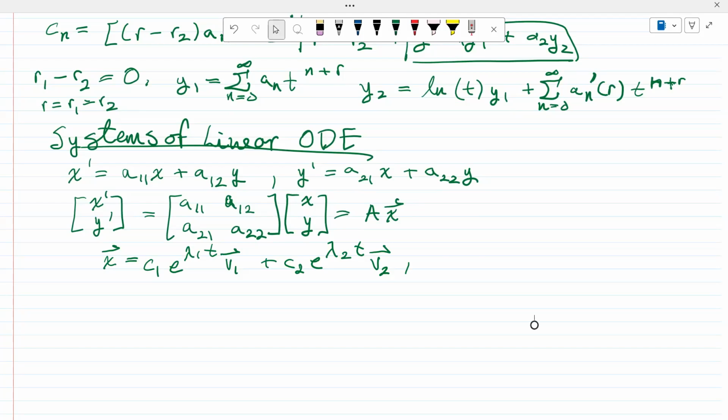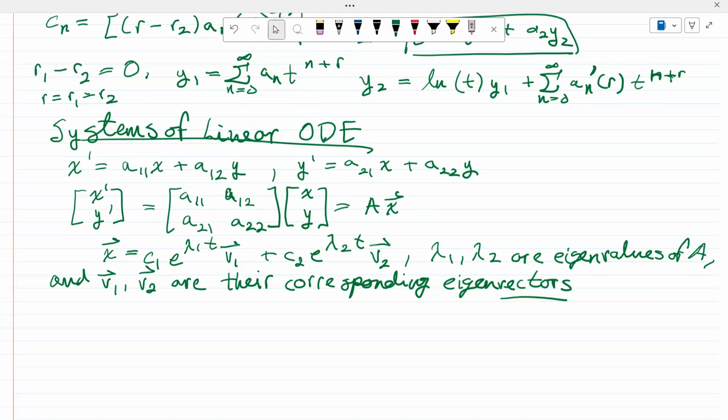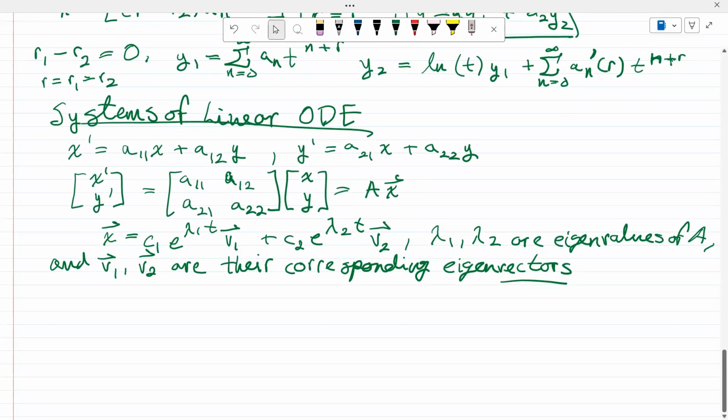And we have that lambda 1 and lambda 2 are eigenvalues of A, and v1 and v2 are their corresponding eigenvectors. So yes, that is the general solution there. And yeah, that should be that.